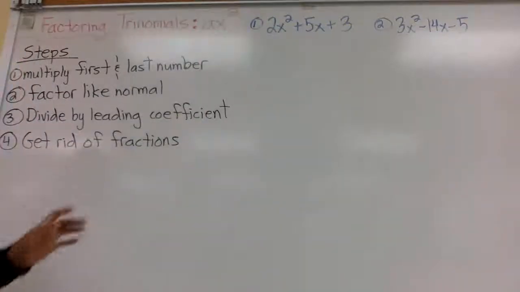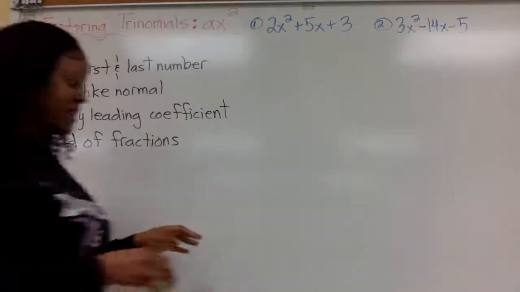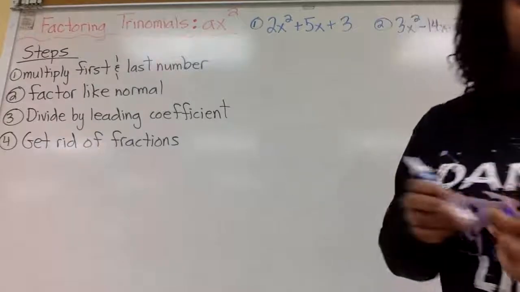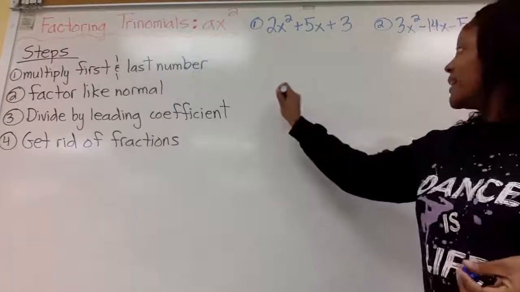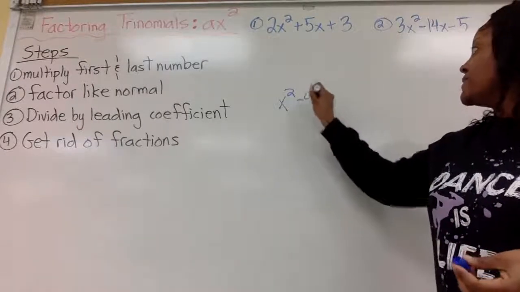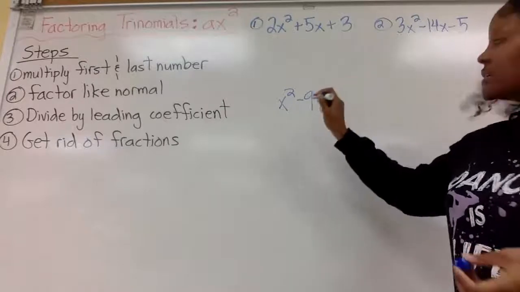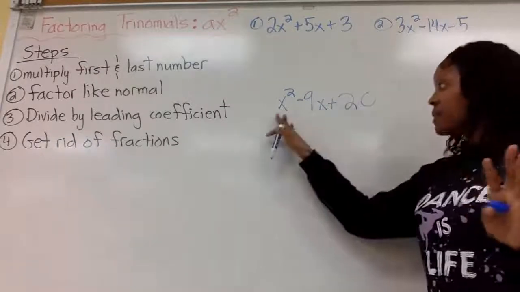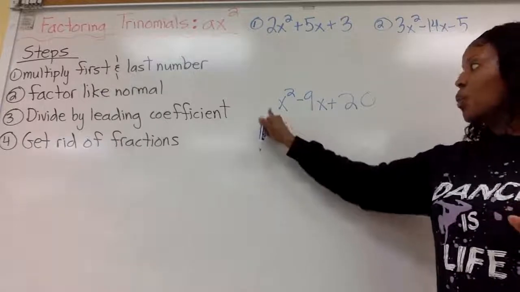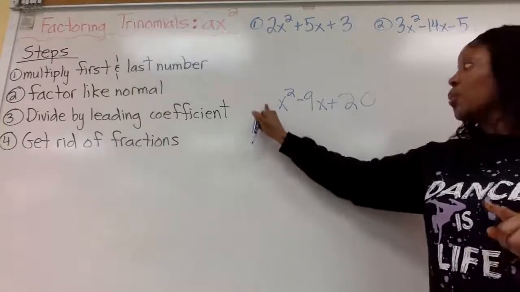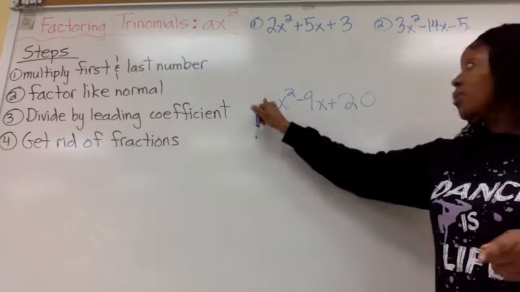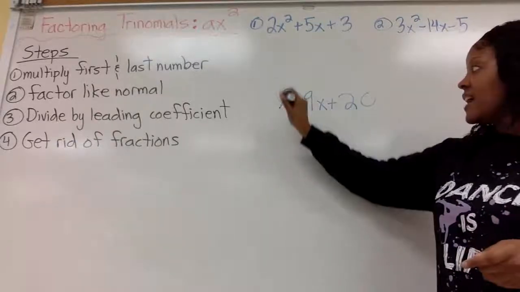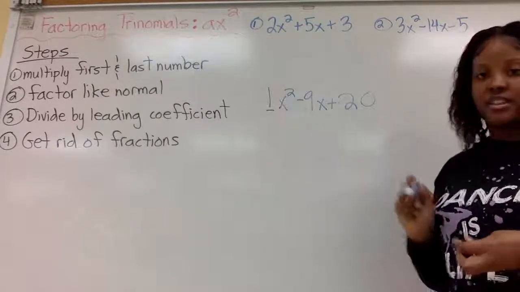Now, all of the problems that we took a look at yesterday, they all were in the form of something like this. They all were like x squared minus 9x plus 20. So don't write this down. Just kind of telling you. So all the problems that we did yesterday were all 1x squared, or 1y squared, or 1c squared. They all had a coefficient of 1 in the front.